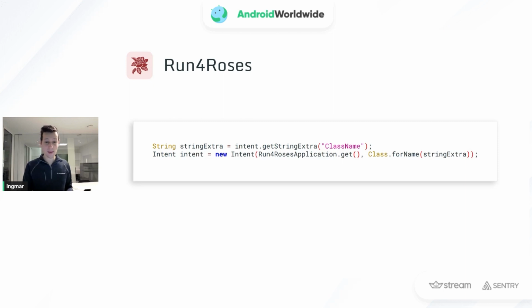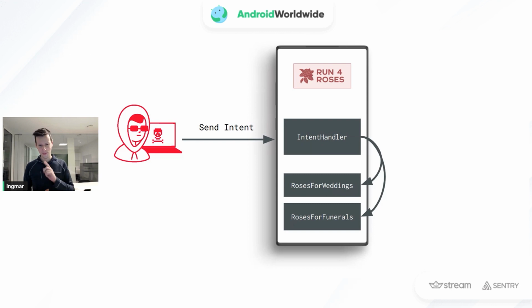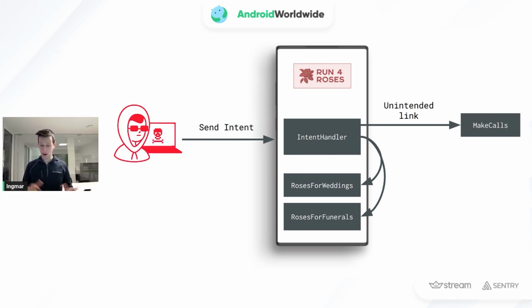And this might seem far-fetched, but let me bring you to a real-world example. But first, let me explain the connection again. So the intent was sent to the Run for Roses app, and Axel, the original developer, thought it just pointed to Roses for Weddings and Roses for Funerals, but Slash found a way to abuse this intent and find connections to a make-calls thingy. So there was an unintended link because there was some kind of insecure reflection going on.